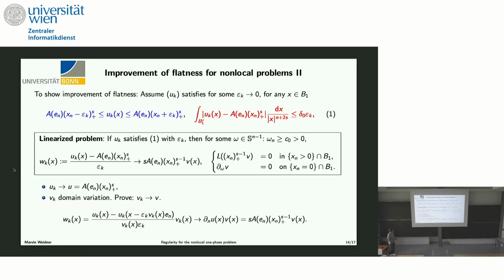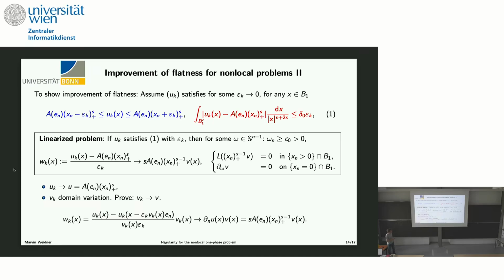Now, in the non-local case, it's not that easy. You cannot just extend your function. You cannot just get rid of this positive part, because you don't have bounded gradients at the free boundary, right? So what we use is an idea that also appeared in the study of the thin one-phase problem. It's called domain variations. But it turns out that in the non-local case, it's much harder to use it, because we cannot construct explicit solutions, we cannot construct explicit barrier functions in this case. But let me tell you what the idea is.